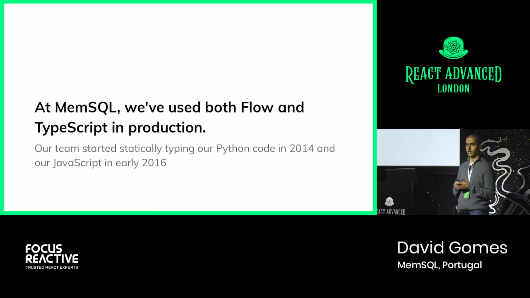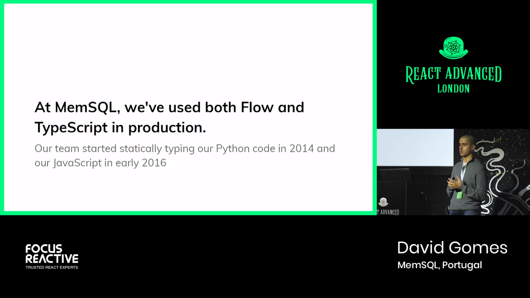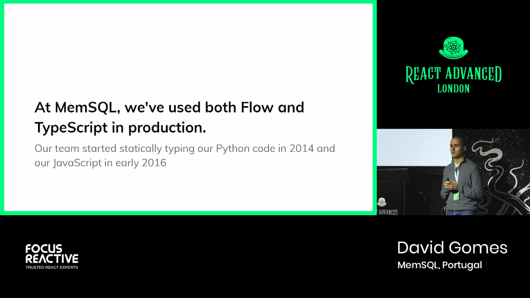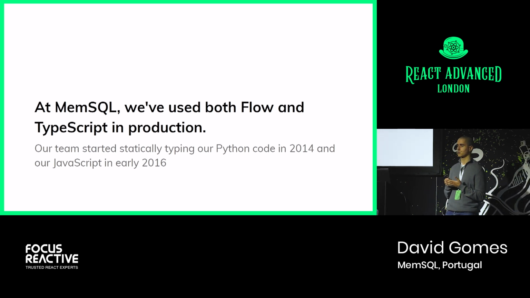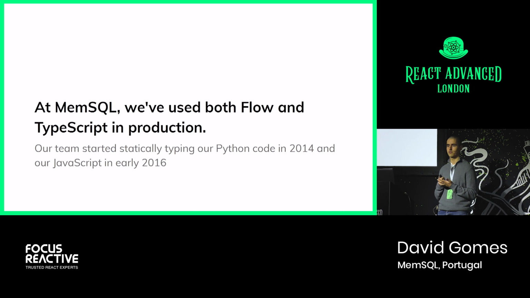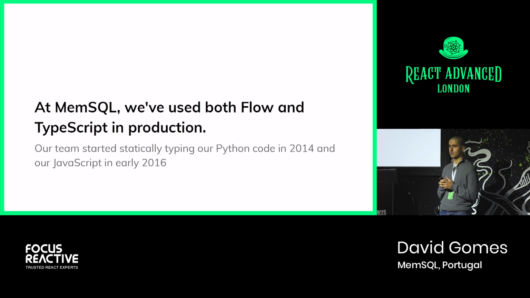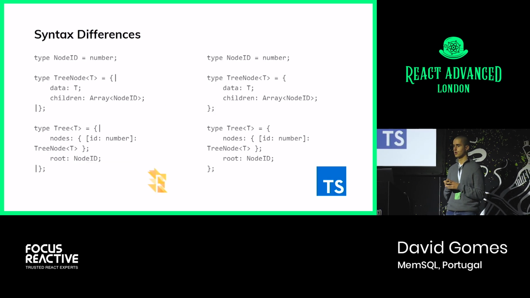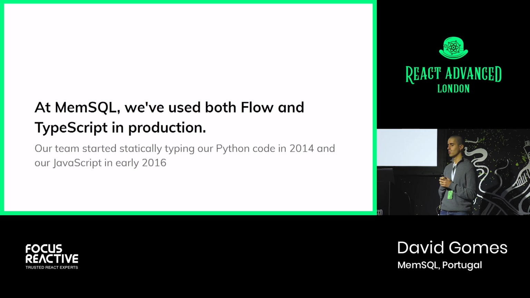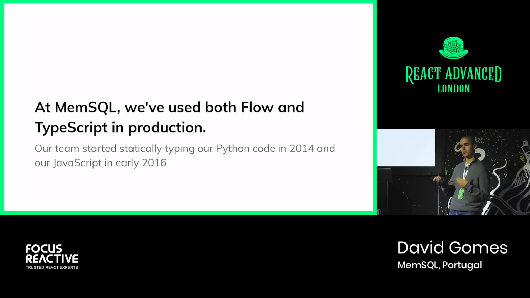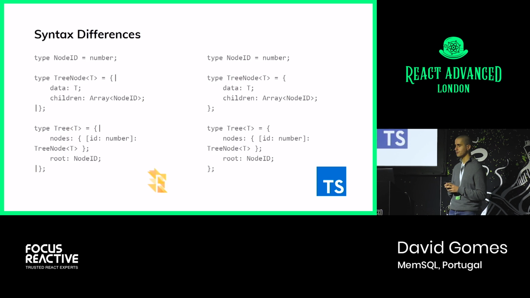Where I work at MemSQL, we've used both Flow and TypeScript in production, and one thing that distinguishes the team that I work on is that we like gradual typing. We started statically typing our Python in early 2014, and we started statically typing our JavaScript in early 2016. So we have some experience with this. In particular, we migrated around 40,000 lines of code from Flow to TypeScript around a year ago. And so we've used both on the same project for more than a year each. So we have experience with both of them on the same project. And so let's start to compare.